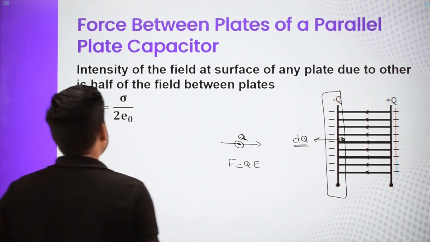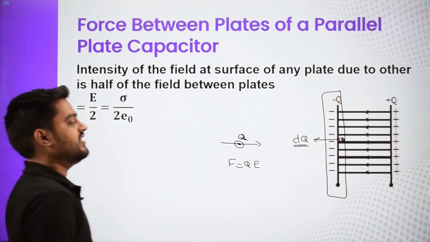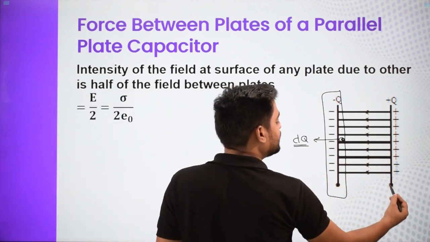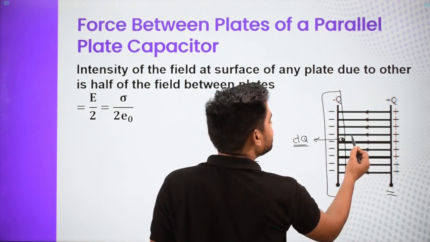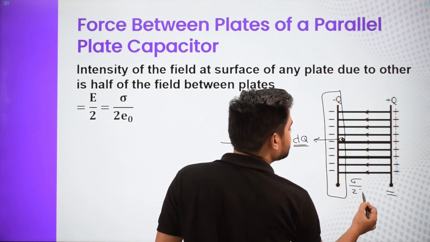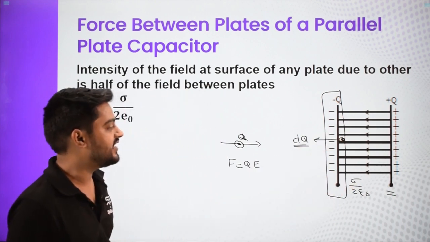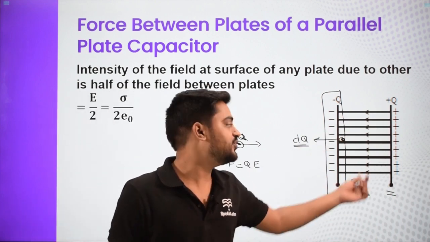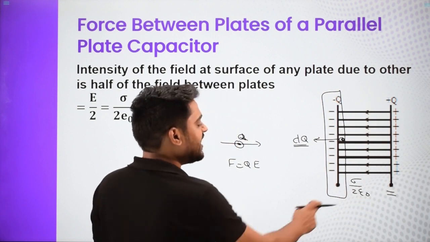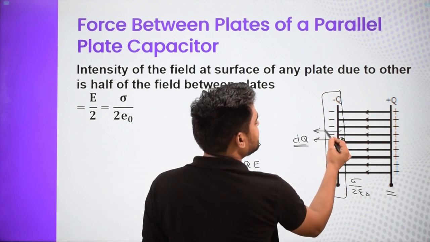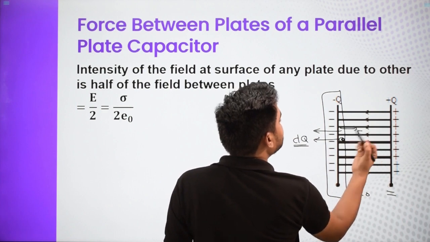Okay, so first, what is the electric field? If the electric field over here is due to this plate, then this is just sigma by 2 epsilon naught. Due to both, in between, the equivalent electric field is sigma by epsilon naught. Due to a single plate it is simply sigma by 2 epsilon naught. It is in this direction, but since it is negative charge, the force will be in this direction.